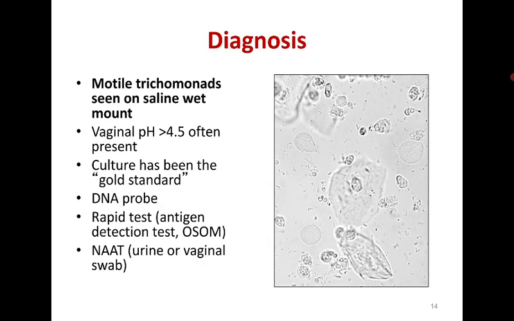Diagnosis: how will we diagnose? Motile trichomonas seen on the saline wet mount. Vaginal pH is more than 4.5, often present. Culture has been the gold standard for diagnosis. DNA probe test, rapid test, antigen detection test, nucleic acid amplification test; urine or vaginal swab you can take.